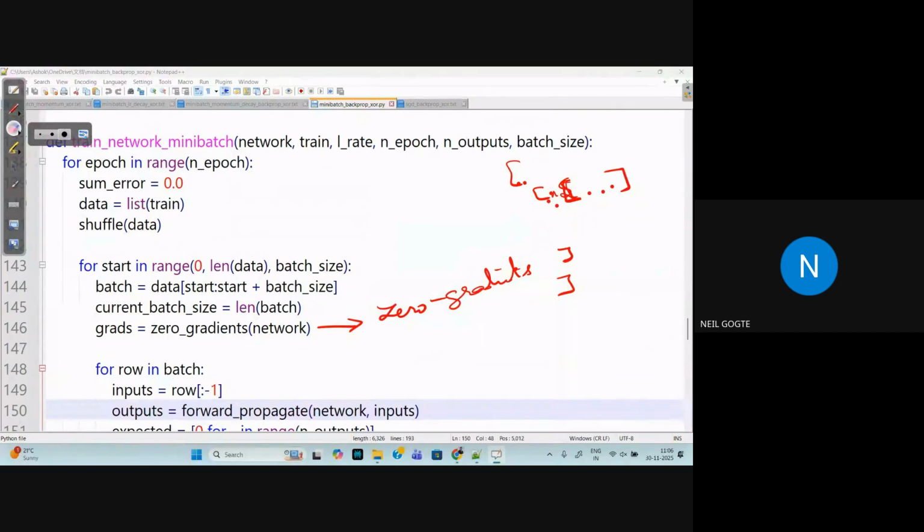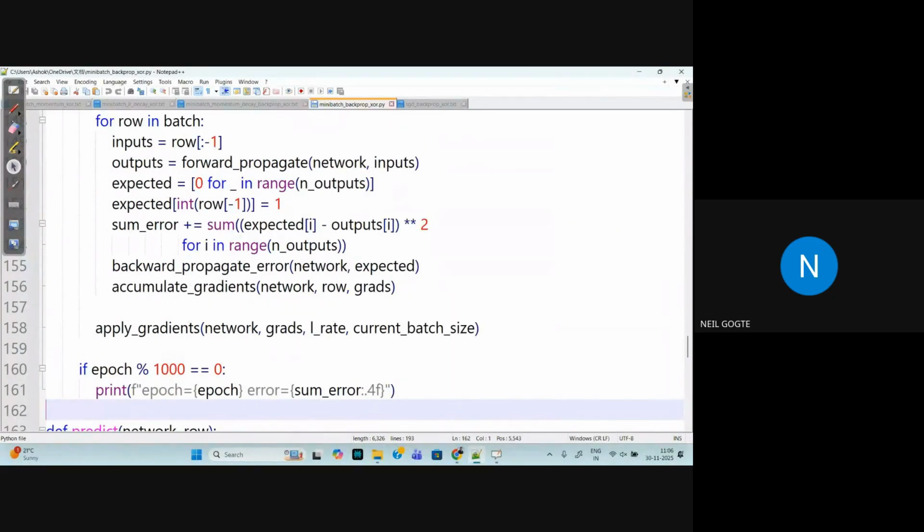So I'm going to scroll down and check how each row progresses here. Let's look at this part, and if you understand this, we will understand the individual pieces of code. So again, for each row, this is familiar. We don't want to look at the output. Then output is equal to forward propagate network input. This is the forward propagation. The expected output is set to 1 for the appropriate class.